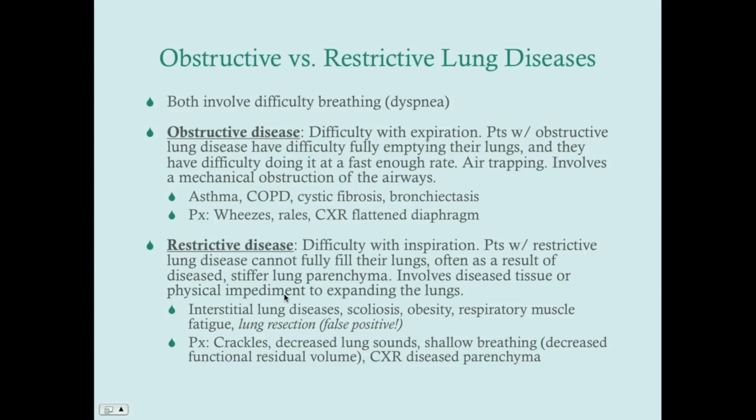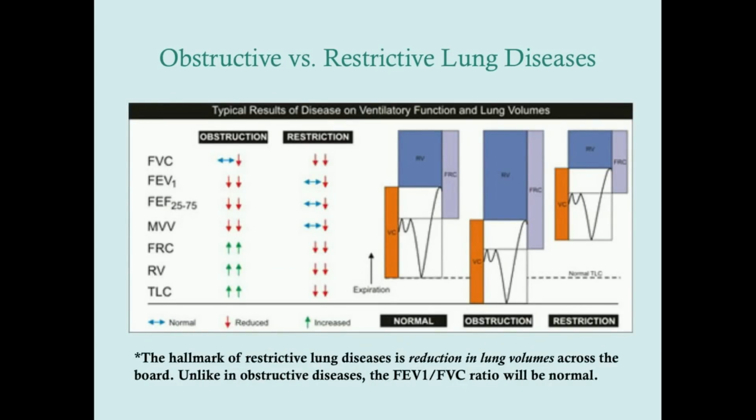So let's just look at what happens to the volumes. With obstructive lung disease, really the only thing that's changing is your ability to expire air at an optimal rate. So with an obstructive lung disease like asthma or COPD, you're having difficulty expiring air at the rate that you should be able to. So the result of that is that your FEV1 is down because it takes longer to expire. It takes longer to expire X amount of volume.